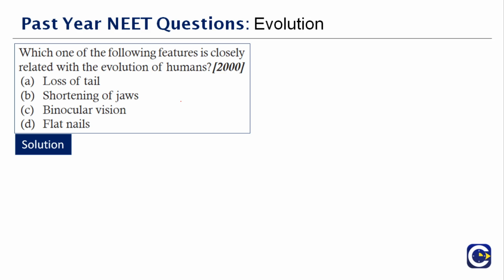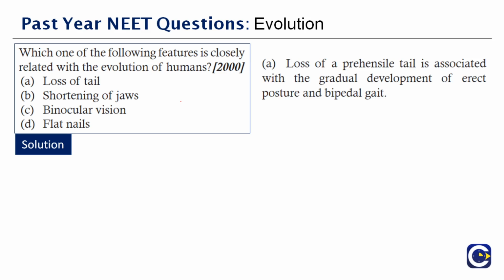So the loss of the tail is associated with the gradual development of erect posture. So we have an erect posture right now, right? And we have a bipedal gait. Therefore, the right answer is option A.